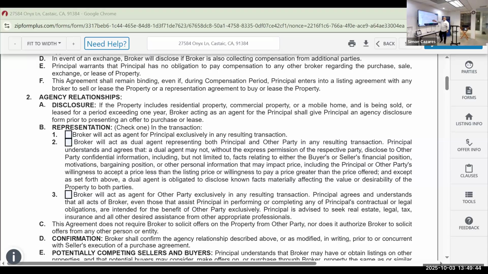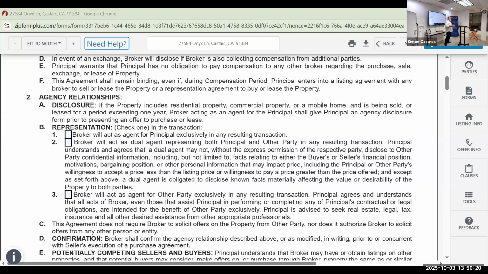But it also gives them understanding and agrees that a dual agent may not, without the express permission of the represented party, disclose to the other party confidential information, including but not limited to the facts related to either the buyer or the seller's financial position. Okay, so it goes into that fine line, right? Dual agency is challenging. I don't recommend it, especially for new agents, because there's just a lot of moving parts. Have that arm's length transaction, just represent one side and not both.